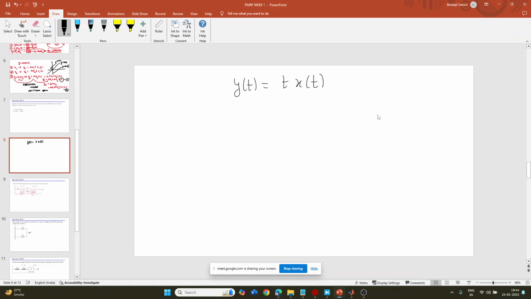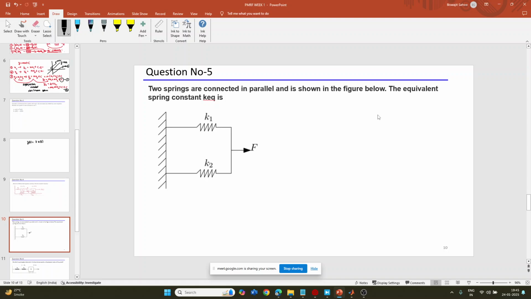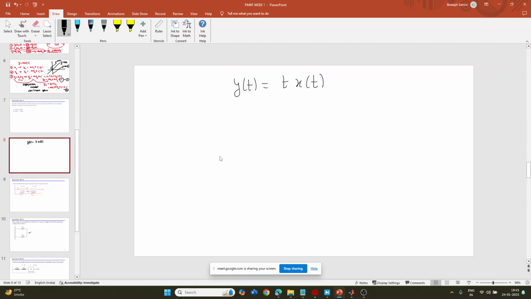Non-linear, sir. Okay. Any other answer? Linear system. Okay, good. There are two options, linear or non-linear. You have to check it. It satisfies superposition and homogeneity, so it's a linear function. Let me do it for you.